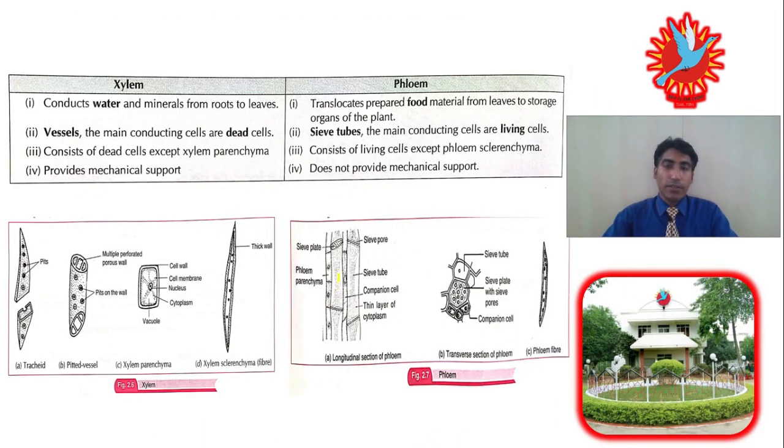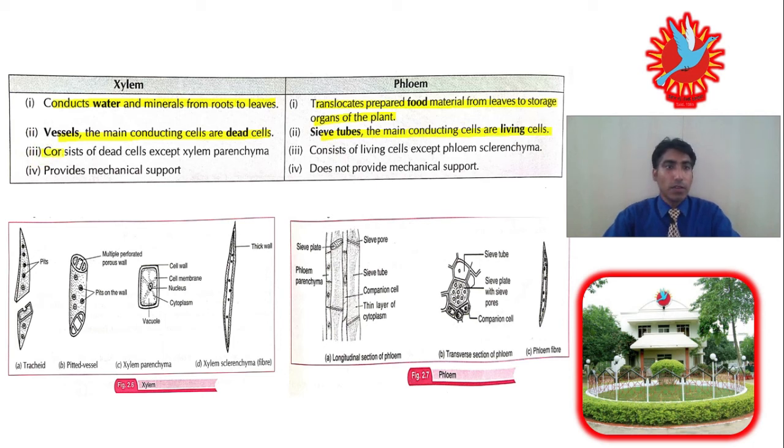Next, there are some differences between the xylem and phloem. Xylem conducts water and mineral from the root to leaves. On the other hand, phloem translocate the prepared or synthesized food material from the leaves to the storage organ, just like stem, fruit, root, etc. Vessels are the main conducting cells of the xylem, which are dead cells. Okay, these are the dead cells. Here sieve tubes are the main conducting cells, which are the living cells.